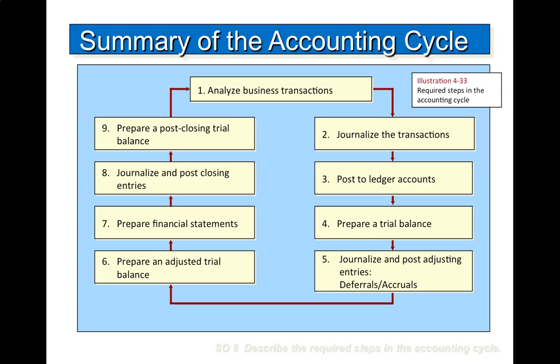This is a visual of the summary of the accounting cycle. Number 1, you analyze business transactions, then we journalize, we post to the ledger accounts, we prepare a trial balance, journalize and post adjusting entries, deferrals and accruals, prepare adjusted trial balance, prepare financial statements, journalize and post closing entries, and prepare a post-closing trial balance.